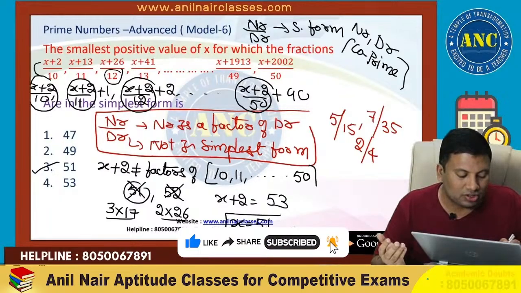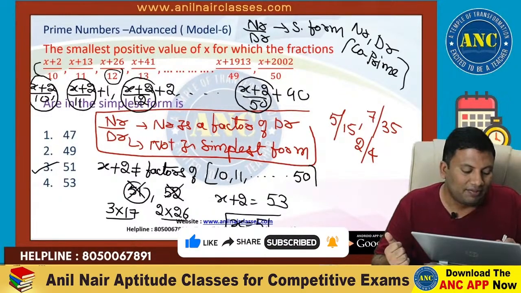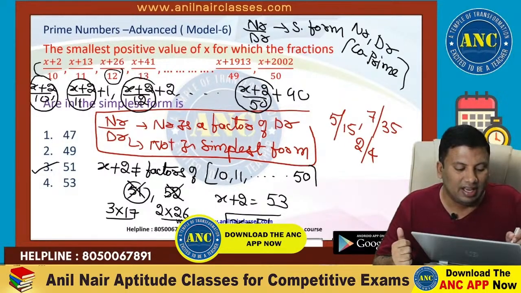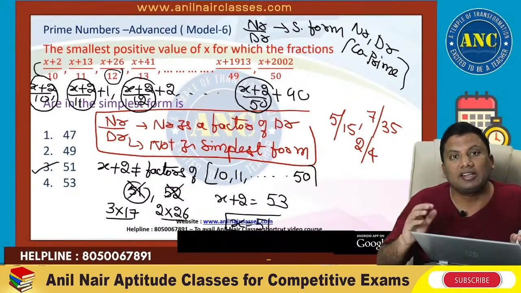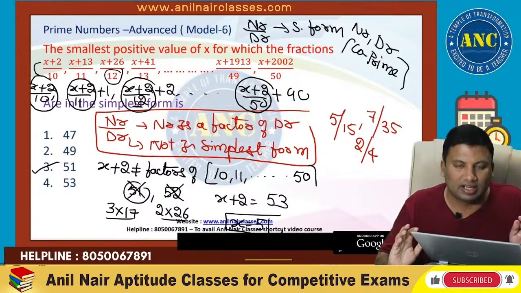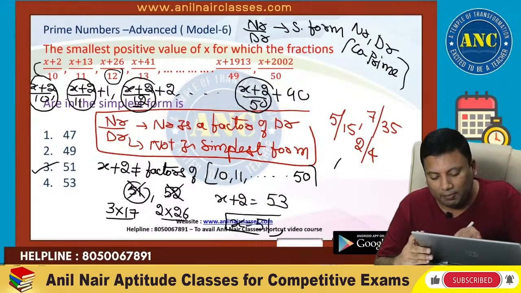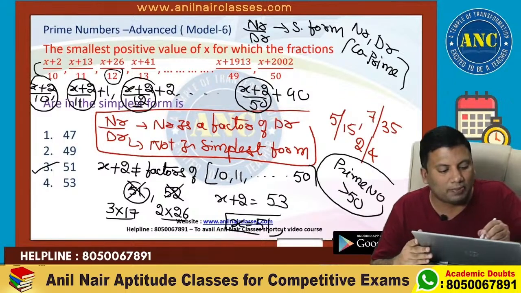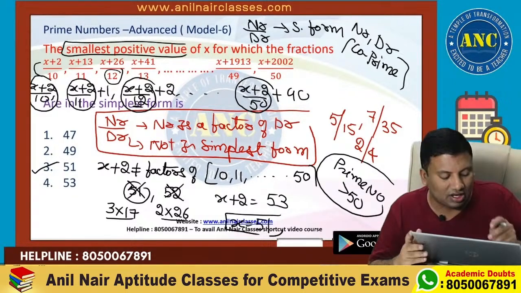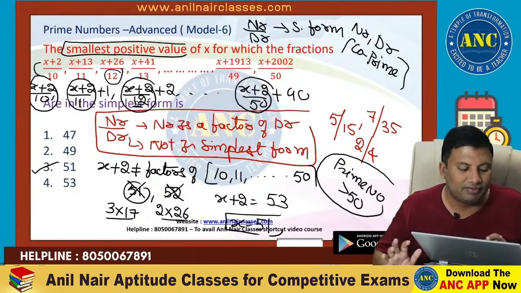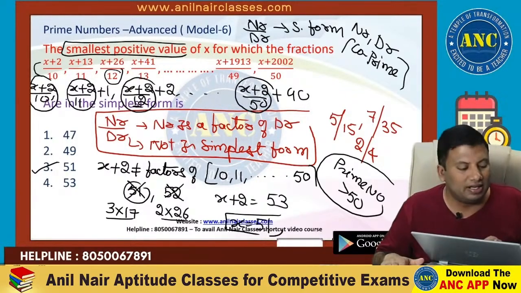So if x plus 2 takes 51, the factors of 51 are 3 and 17. 3 and 17 will come as factors of the denominators. 3 is a factor of 12. 17 also will come. 52. Basically take a prime number, just greater than 50, because it is the smallest positive value. Anyway, it is not taking 10 to 50. Take a prime number just greater than 50. Then the fraction will be in its simplest form.